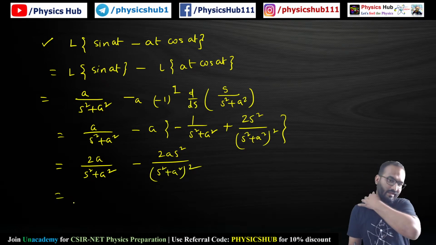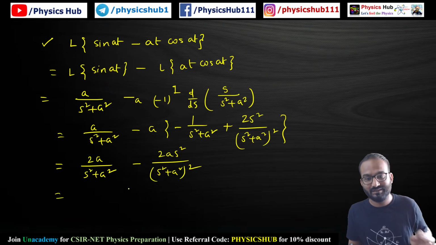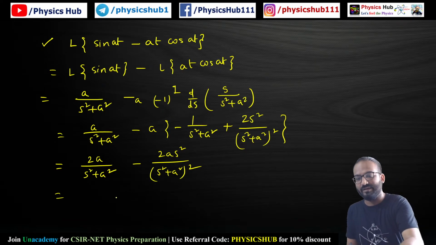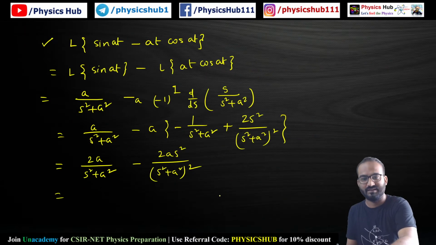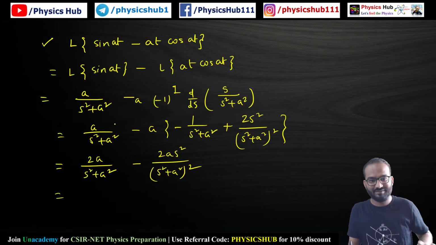So are you able to understand what is happening here? Actually, our target is to bring a by s square plus a square whole square. So there should not be any s related term. That is why we are doing this struggle.